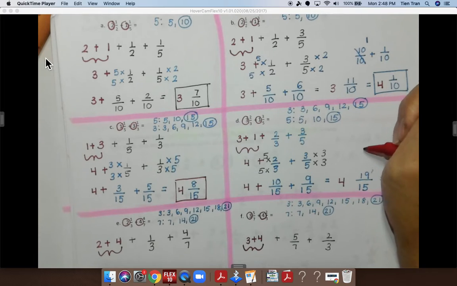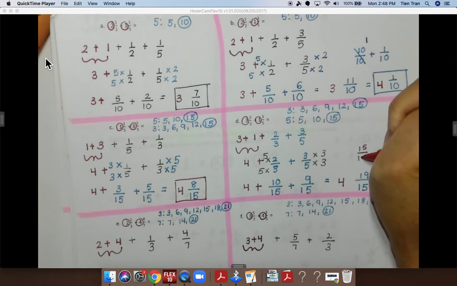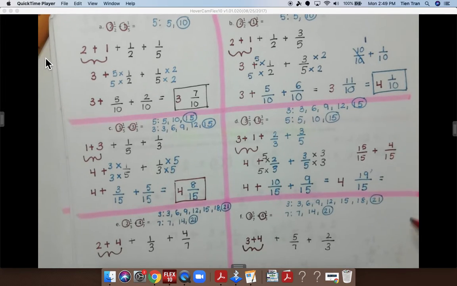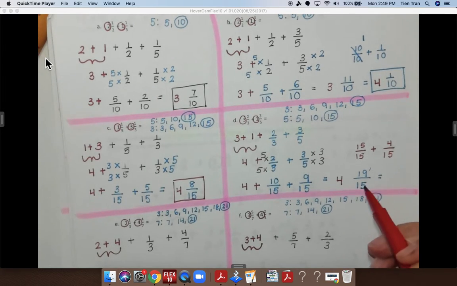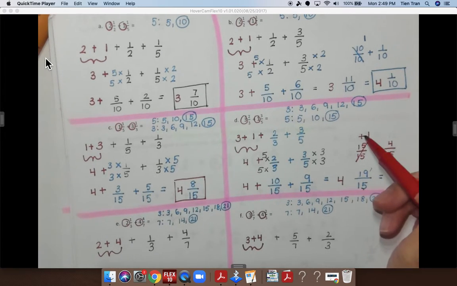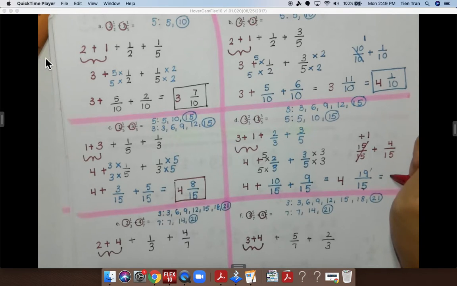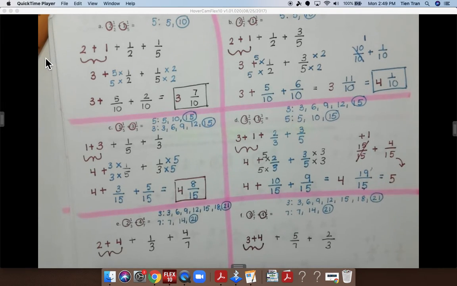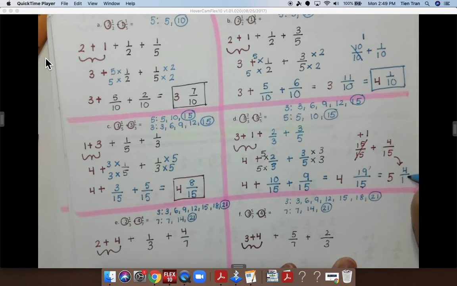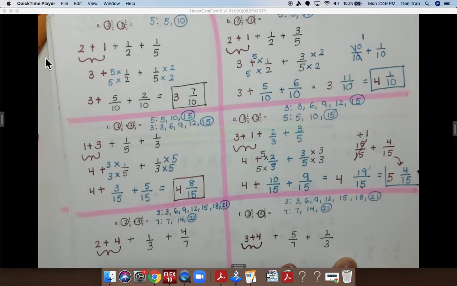So I know that 15 15ths plus 4 15ths is how I can make 19 15ths. So I'm going to change 15 15ths into 1. So now I'm adding this 4 plus 1, which is equal to 5, and my leftover is going to be 4 15ths. So that's my final answer, 5 and 4 15ths.